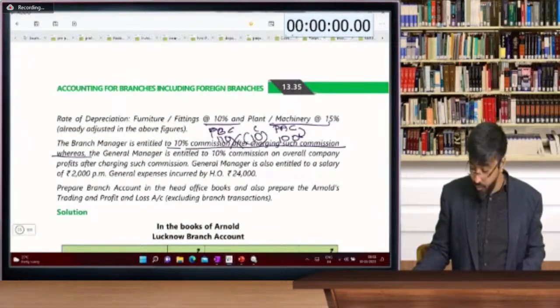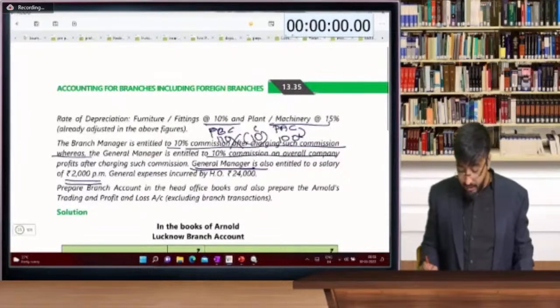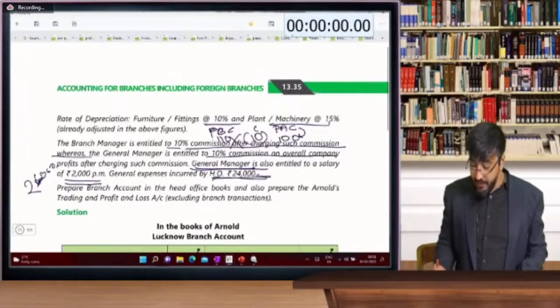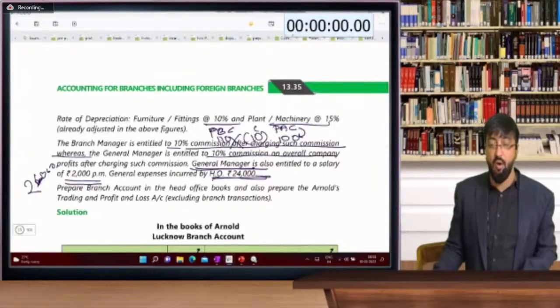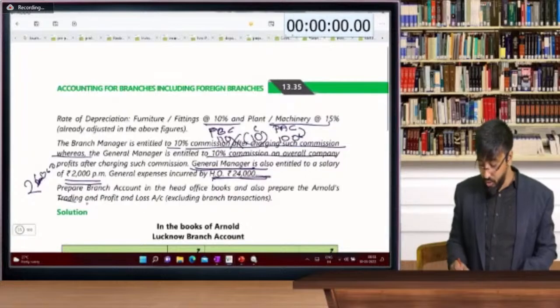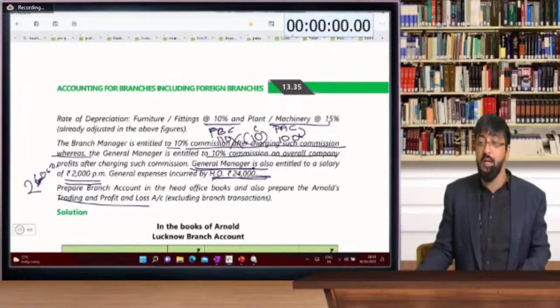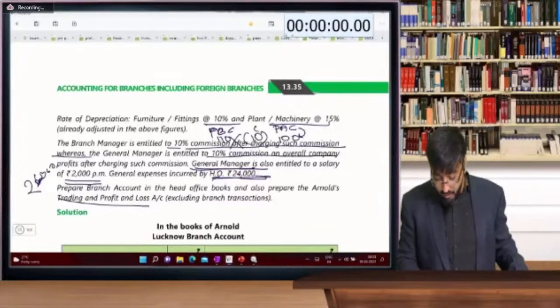I hope every one of you read this question. And 10% overall commission after charging this one. General manager is also entitled to a salary of 2,000 rupees per month. So 24,000. And general expenses is 24,000 that we are going to write in the profit and loss account. Prepare branch accounts and also prepare trading and P&L account. So first we will calculate the branch, dependent branch, but how to club the income we have to understand in this question. So write down illustration number 9 with me.